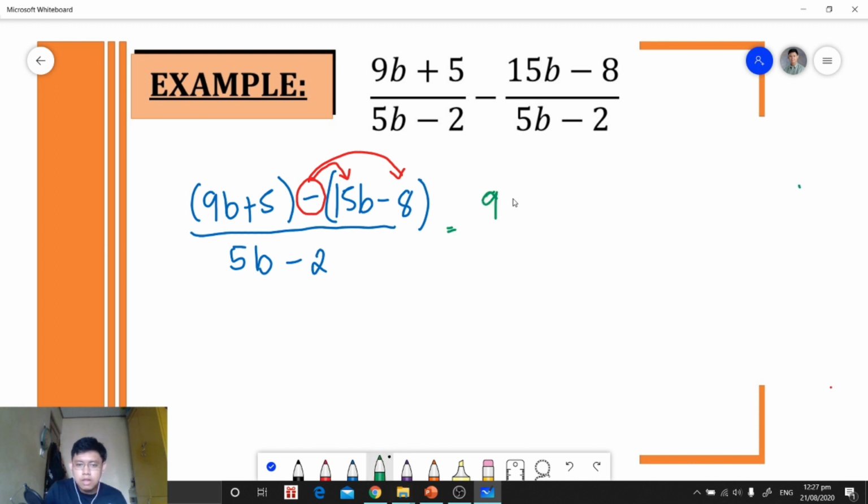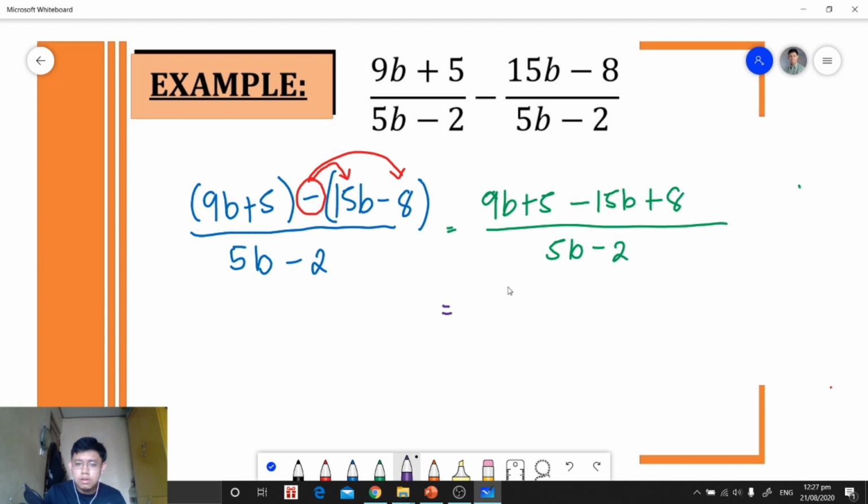So let's distribute the negative symbol. So we will have 9b plus 5 minus 15b plus 8. Now, after distributing your negative symbol or the subtraction symbol to the second group, you can now remove the parentheses and then just copy 5b minus 2. And then, after that, you can now combine like terms.